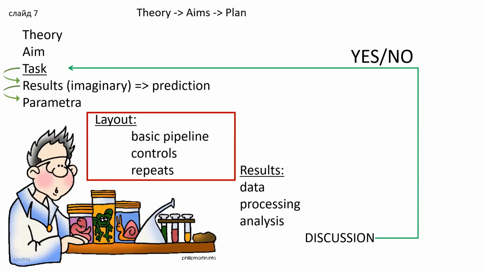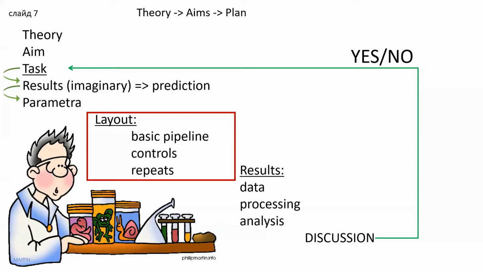The basic pipeline is how you are going to perform the experiment. The controls are how you're going to prove whether the parameter you've changed and the parameter you didn't change influenced the results you've gained. And then repeats are to gain statistics and to prove that this was not the single time you had the result. So these three components should form your layout for experiments.